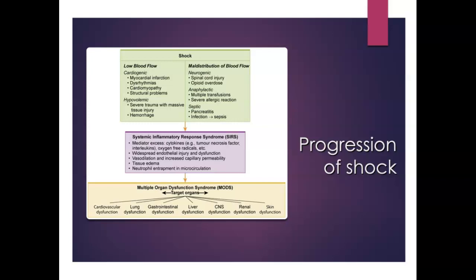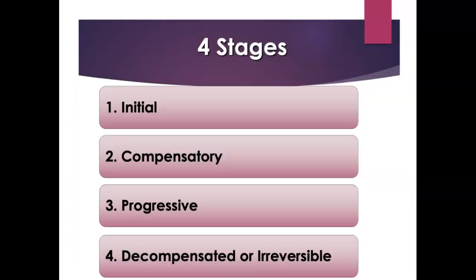And if that does not get under control, it can lead to multi-organ dysfunction syndrome. And that's the failure of more than one organ in an acutely ill client in which homeostasis cannot be maintained without intervention. And when 3 or more organs come into play in MODS, it's about a 70% mortality rate. Shock has four stages: initial, compensatory, progressive, and decompensated or irreversible.